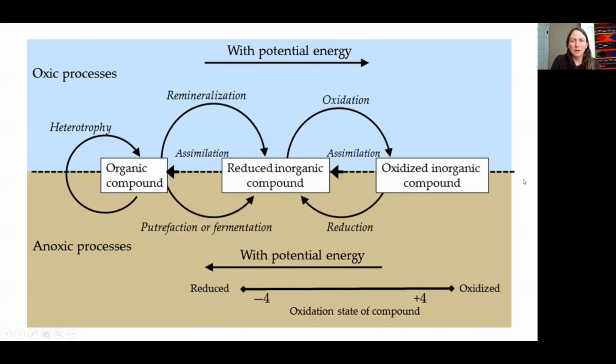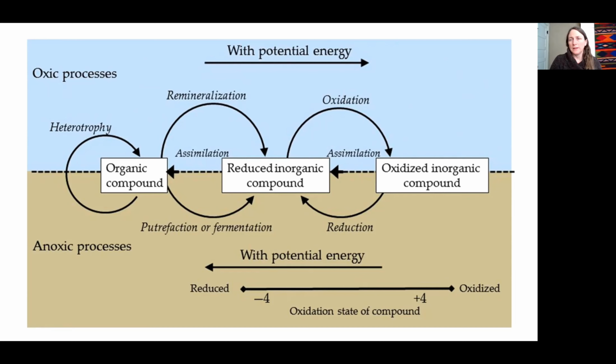So we just talked about oxidation reduction reactions, and we can use that kind of framework to understand nutrient cycles in ecosystems and biogeochemistry. So this is a diagram showing a generalized nutrient cycle, taking an organic compound and mineralizing it, basically remineralizing it, turning it into a reduced inorganic compound, and then oxidizing it, turning it into an oxidized inorganic compound.